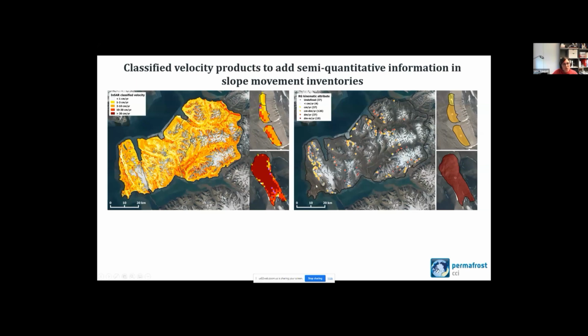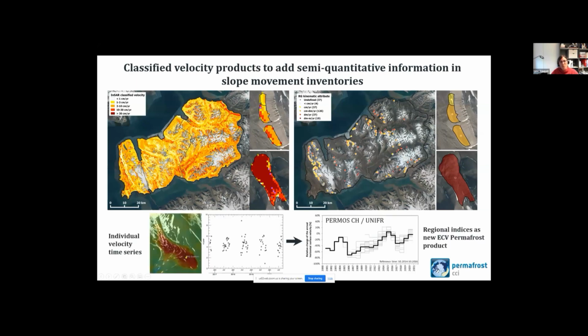And of course, the long-term goal is to also monitor how these landforms are changing, how the movement is changing, and if we can extract time series on, for example, several rock glaciers, then we can maybe provide average interannual velocity rate that could be used as climate change indicator.